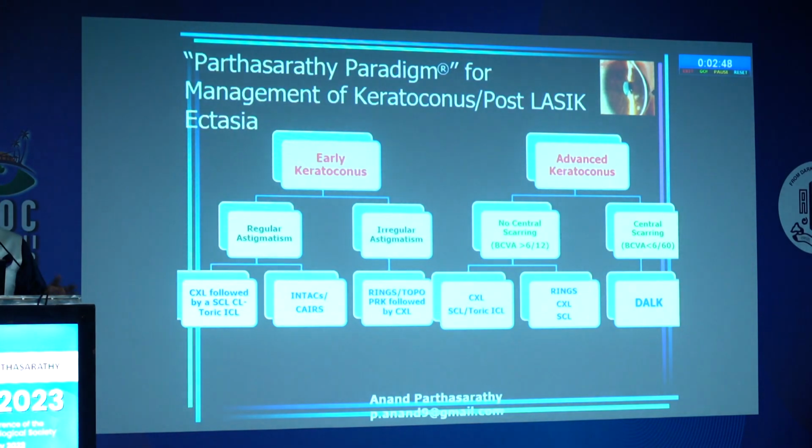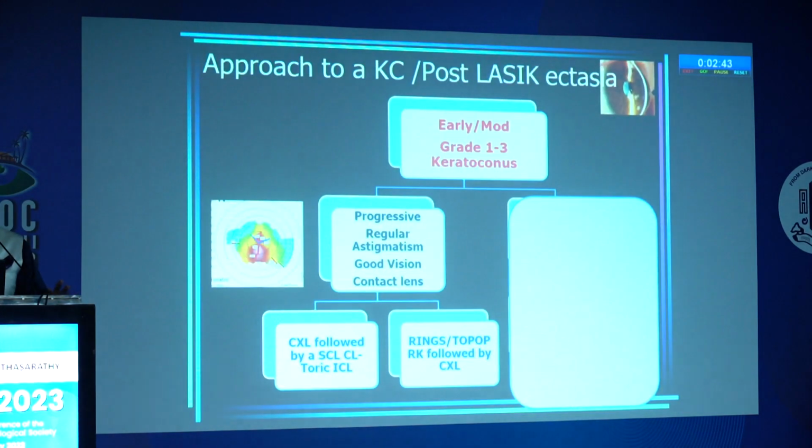Broadly, I prefer to do it as structure and function, early and advanced keratoconus. So if you have an early to moderate keratoconus or post-LASIK ectasia, which technically is grade 1 to 3, and if it's progressive, you definitely need to treat it. If the patient has reasonably regular astigmatism and good vision, you can give contact lenses, provided you follow it up with collagen cross-linking. Both scleral lenses and toric ICLs work very well. You can occasionally combine it with rings, which are the KS or the PMMA rings, and you can do a topo PRK post that, combining it with the collagen cross-linking.